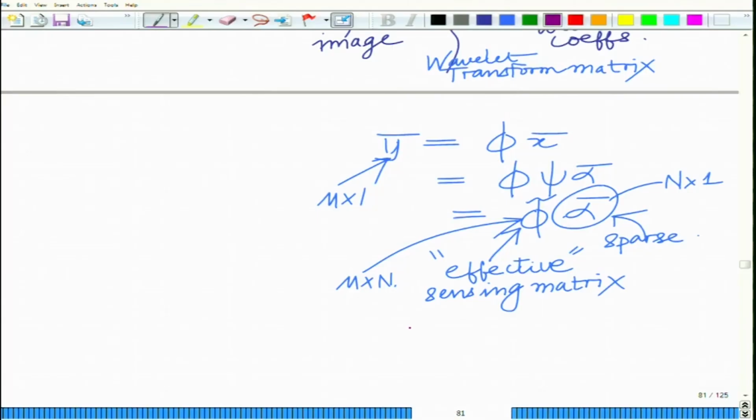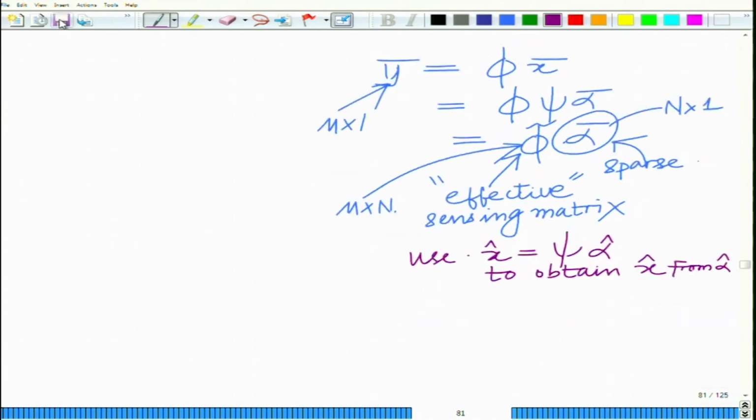So, your y is equal to phi times x bar. You substitute for x bar, psi times alpha bar, so it becomes phi psi into alpha bar. Now you reconstruct alpha bar, which is a sparse vector, using sparse signal recovery or compressive sensing. Then you get the image from the wavelet coefficients, or x bar from alpha bar using x bar equal to psi alpha bar. So, once you get alpha hat, use x hat equals psi alpha hat to obtain the estimate x hat from alpha hat. So, that is what you do.